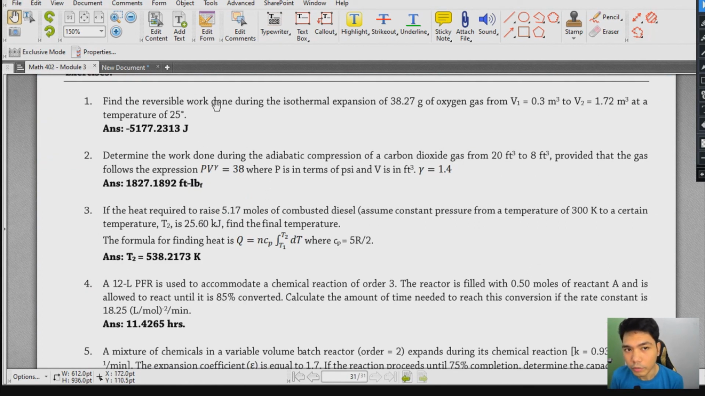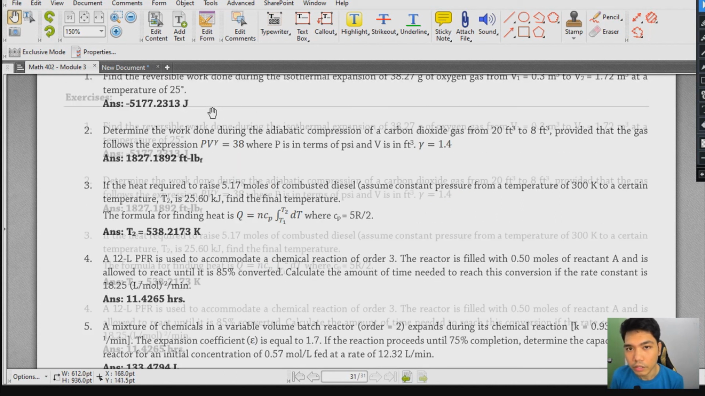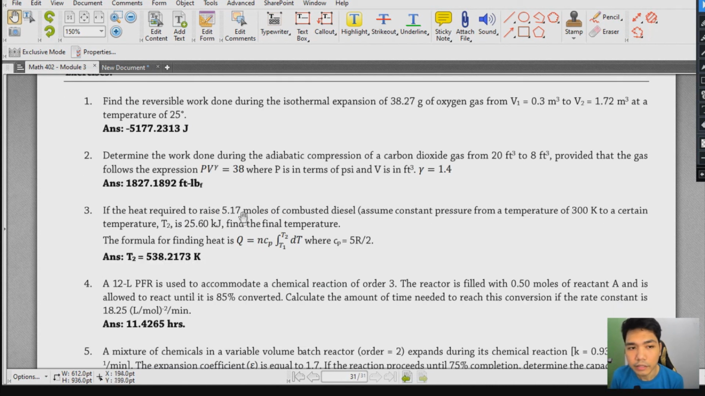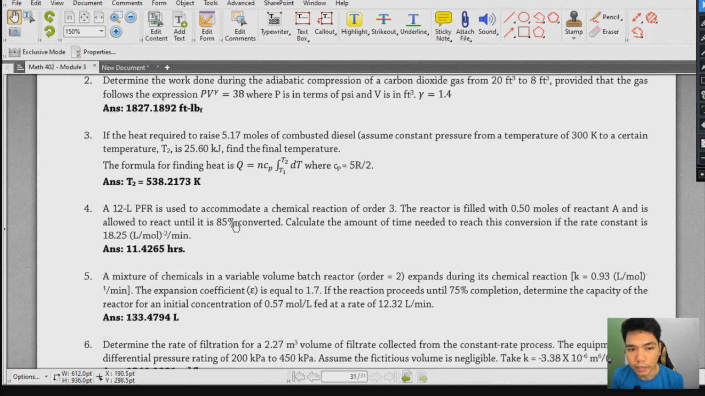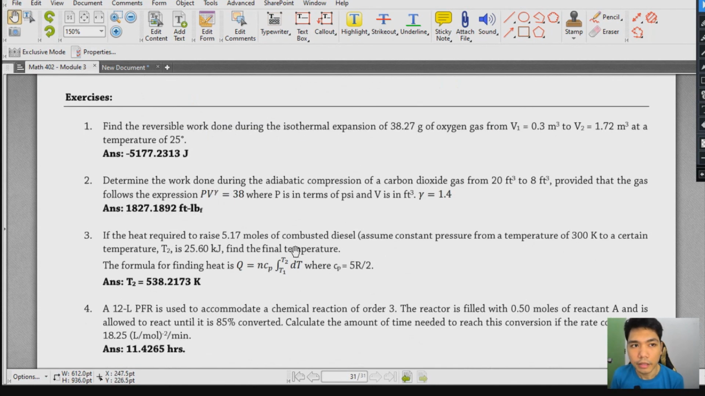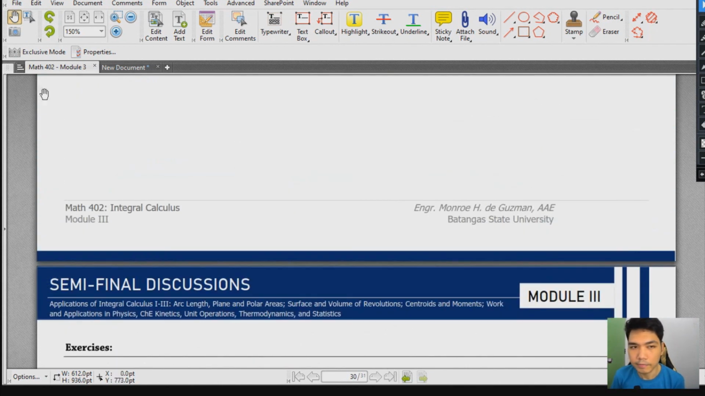Here, you will be dealing with the work done in the expansion of gases, heat, and some reaction kinetics. And then we'll be dealing with vector analysis and some concepts of multiple integration in the final set. So hopefully we can finish this. Okay, that's all for now.